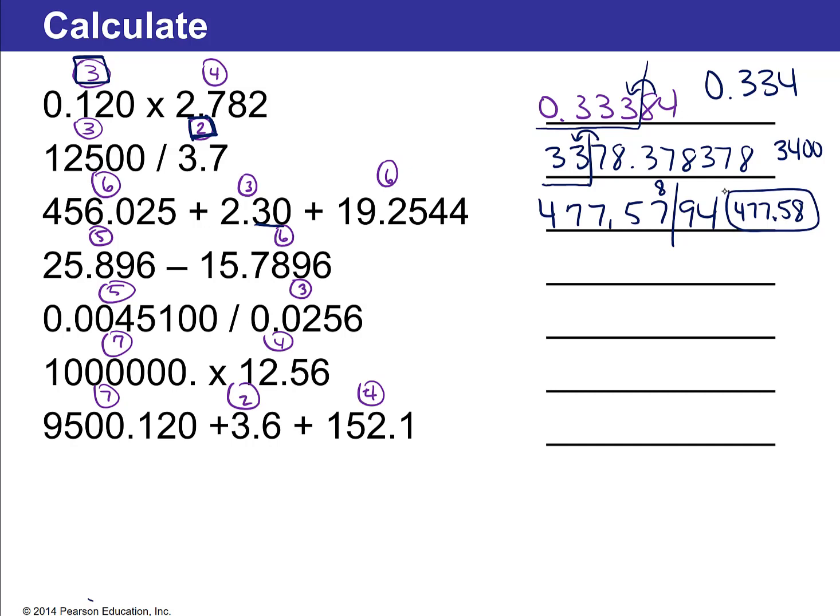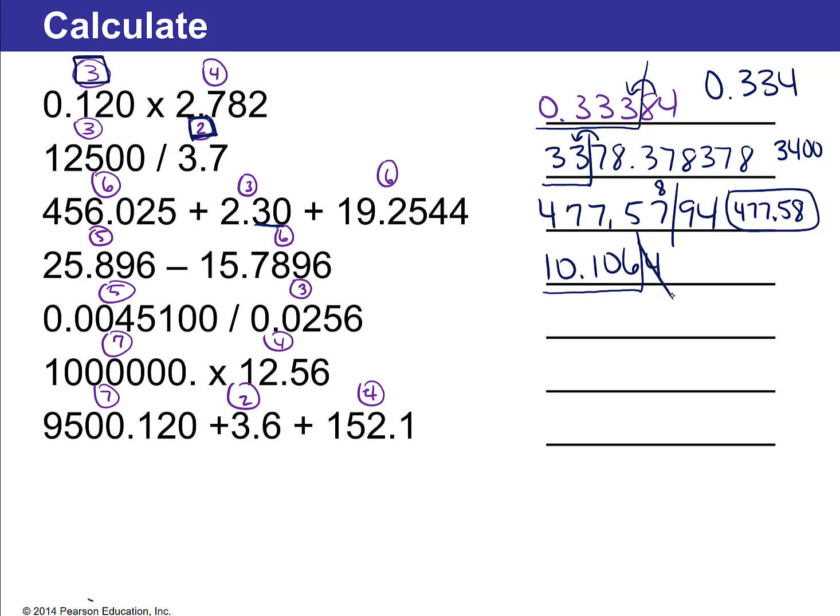Same with this one, 25.896 minus 15.7896. 10.1064. Can I keep all of them? What do I have to round to? 3 decimal places. So see, the first one's 3 decimal places, second one is 4. So it's the one they have in common. So I'm going to keep the 10, the 106, but I'm going to have to round that last one. And so what happens? Just drop it off. Okay, so this would just round off.